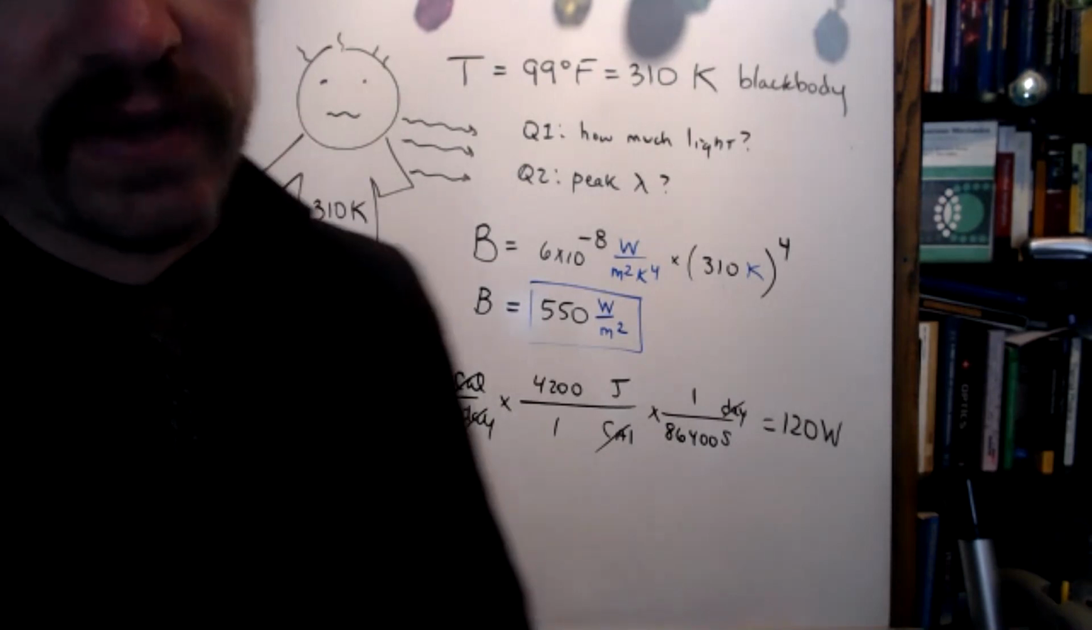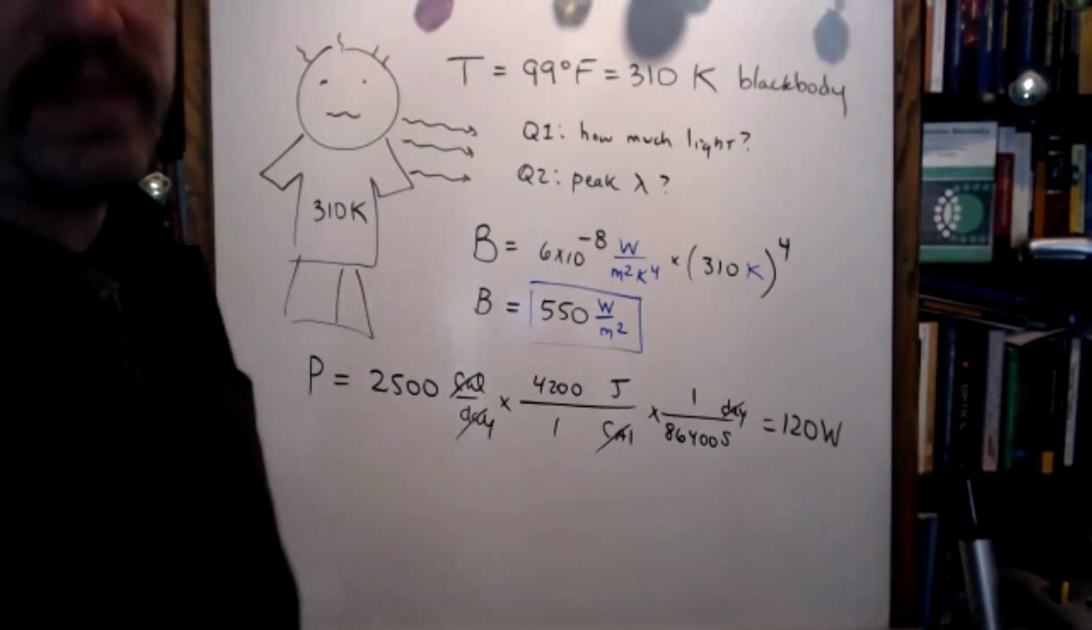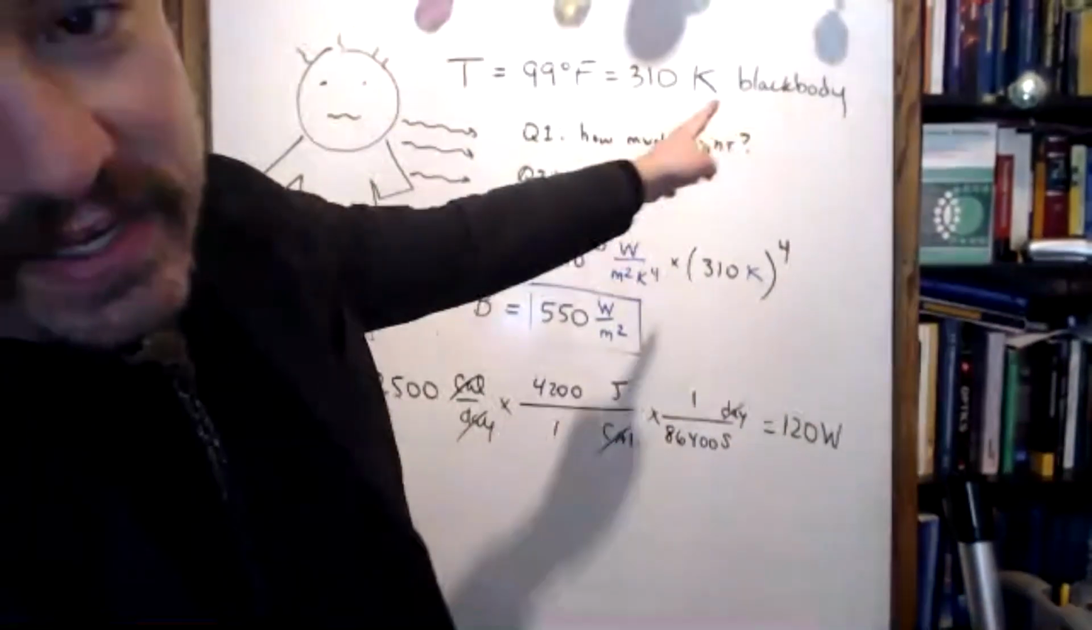It's not about the surface area. The surface area checks out. It's about variations in temperature. 310 Kelvin is 99 degrees Fahrenheit. The temperature of your skin is not the same temperature as your internal organs.